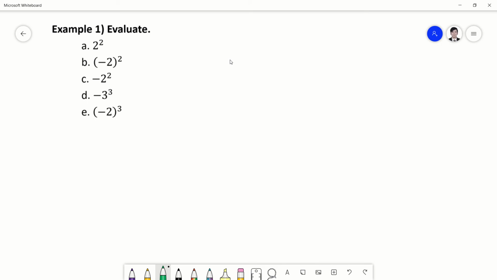So when we say 2 squared, remember 2 is your base here, and the 2 on top is what we call the exponent. The exponent tells you how many times you need to multiply the base by itself. So that means that in our a, 2 squared is 2 times 2 or 4.